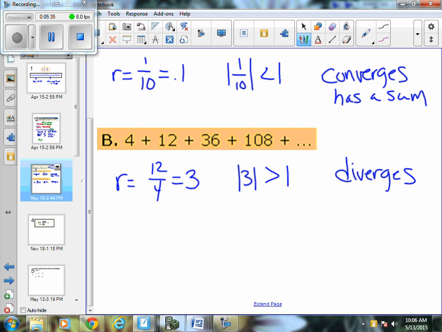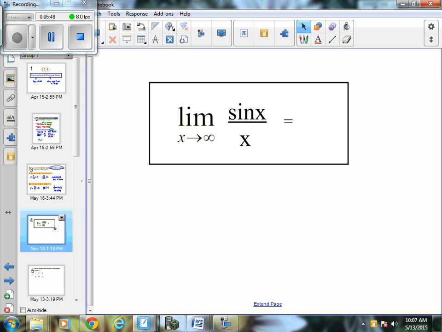So when we look at diverging, what that means is it doesn't have a sum and it will not converge on anything. So diverges, there's no sum. No sum exists. No limit exists, so we can't have a sum. So for geometric, it's not too bad. All right, let's take a look at something that isn't geometric.